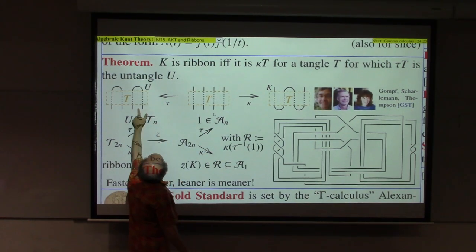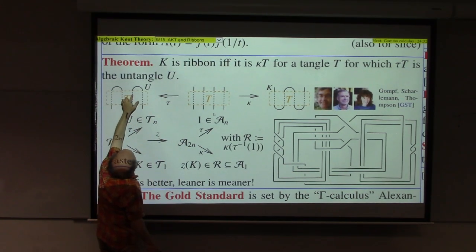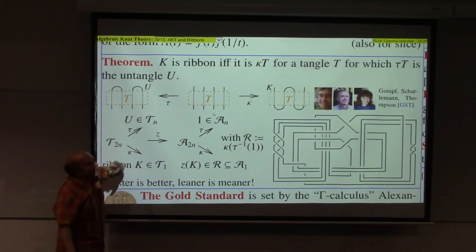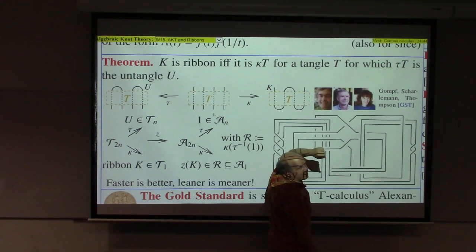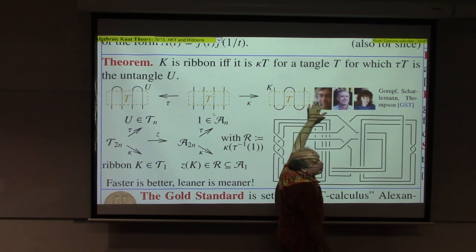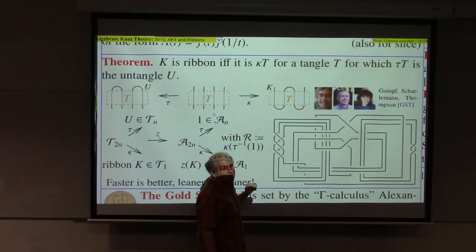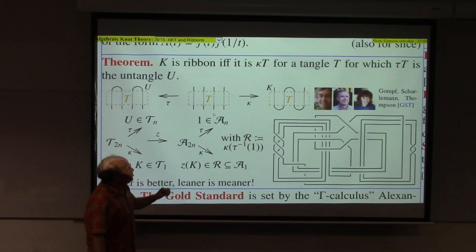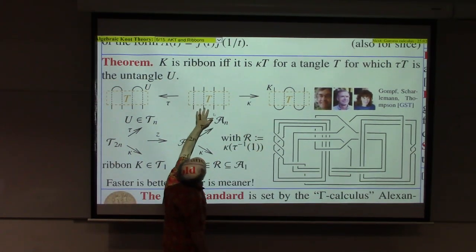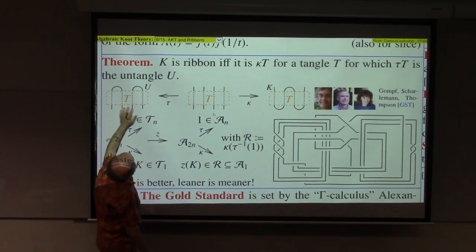The tau closure of this tangle is obtained by stitching 1 to 2 and stitching 3 to 4, and the result is a two-component tangle. The kappa closure is obtained by stitching in a similar way at the bottom, and also stitching at the top, but with a shift of 1. So this is a one component tangle, namely it's a knot. And the claim is that a knot K is ribbon if and only if it can be represented as kappa of a tangle whose tau is the untangle.